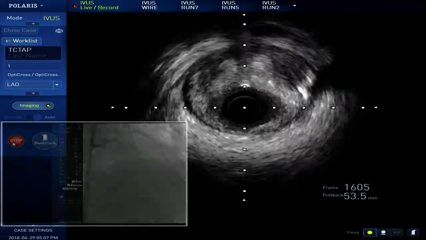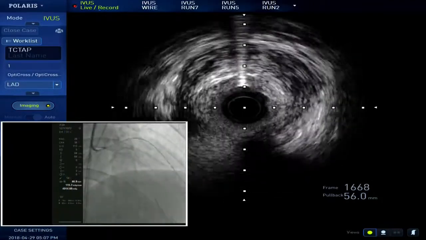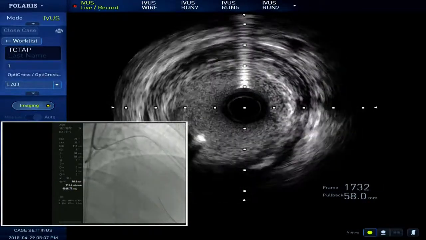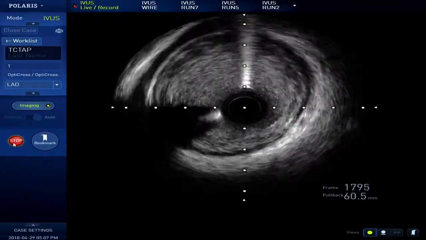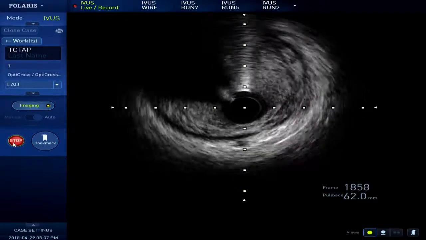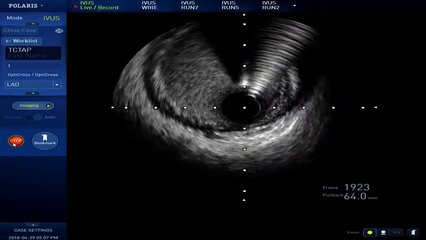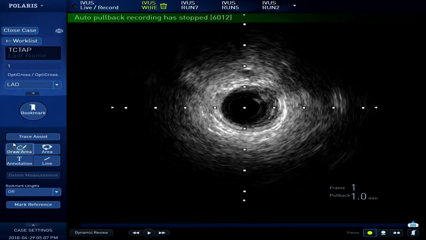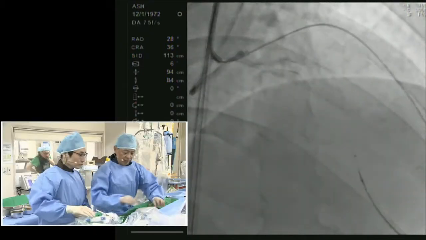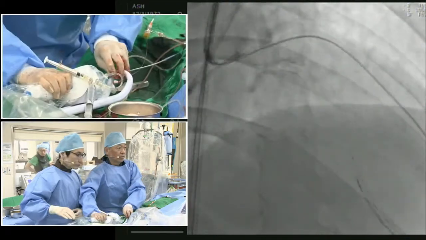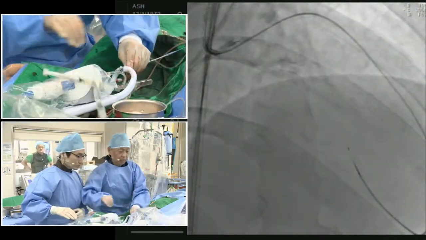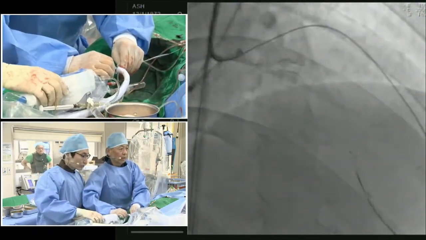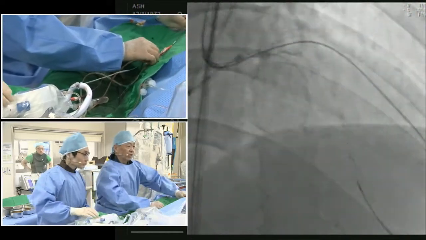So no hematoma. At this point, I want to inject contrast dye. Probably no problem. Okay, stop. Okay, put back. And I want to measure the length of the stent. I want to decide. Maybe cover the LAD ostium. You want to cover the ostium? Yeah, necessary, I think.